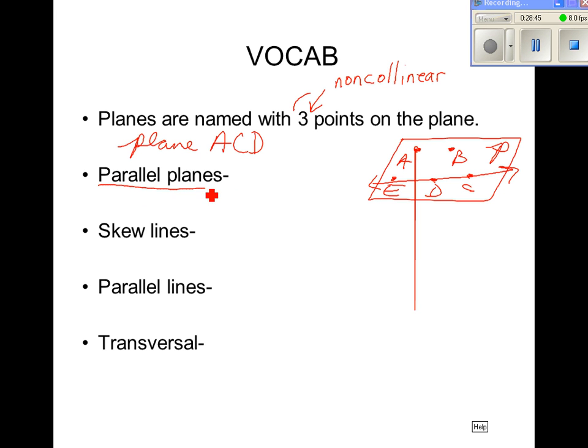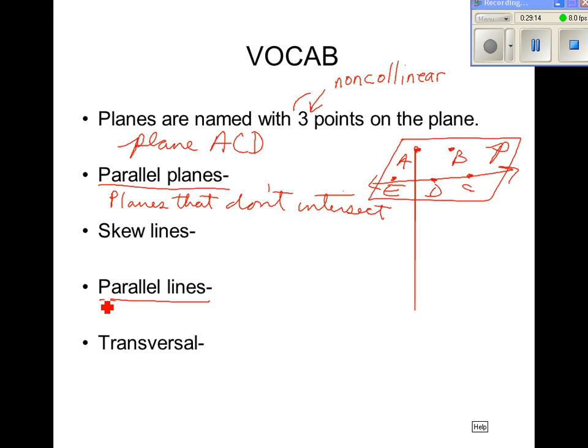Parallel planes. What do you think parallel planes are? Planes that don't intersect. Planes that don't intersect. I'm going to skip skew lines for a second because I want somebody to give me the wrong answer for parallel lines that I know you're going to give me in a second.